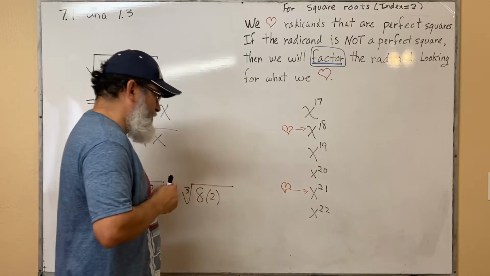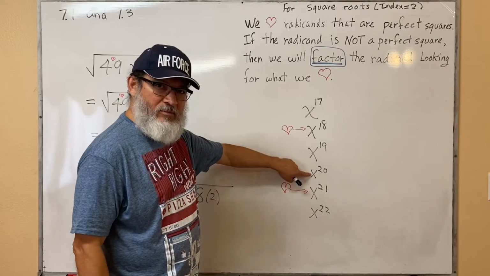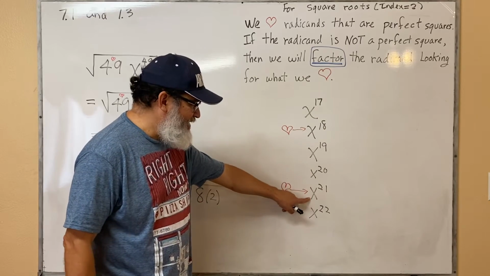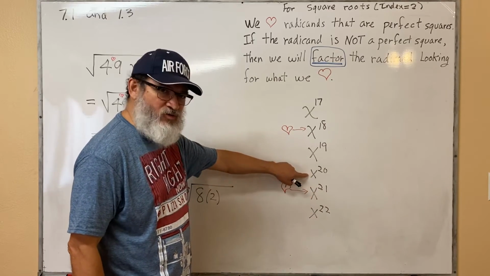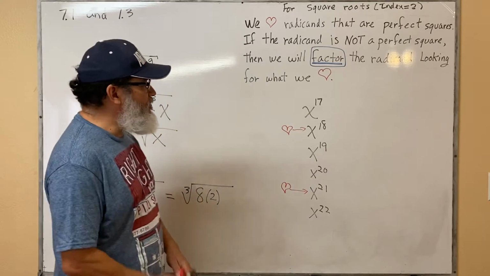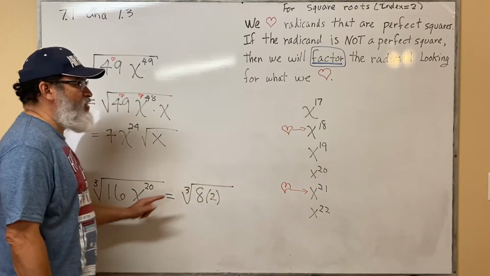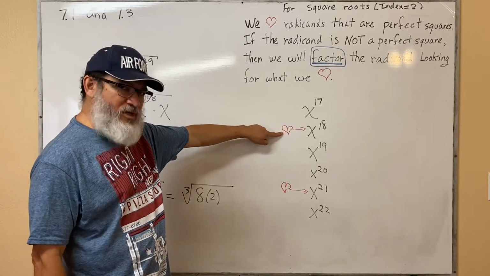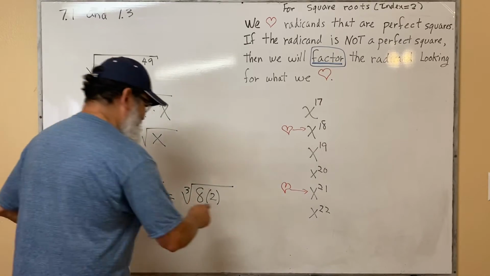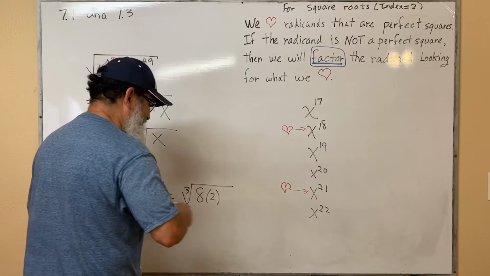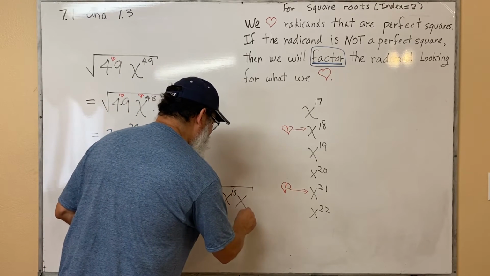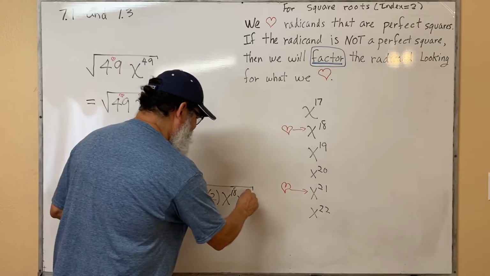Okay? We have x to the 20th. Well, you cannot use this one because this x to the 21st is more than x to the 20th. And here we just have x to the 20th. So we have no choice but to factor x to the 20th using this one, x to the 18th. So therefore, x to the 20th is x to the 18th times x what? Squared.